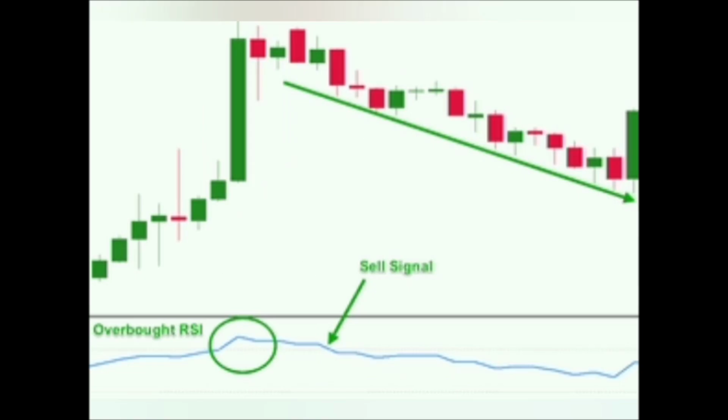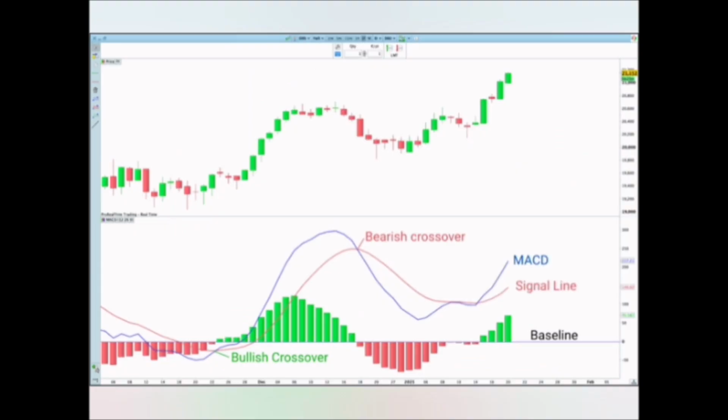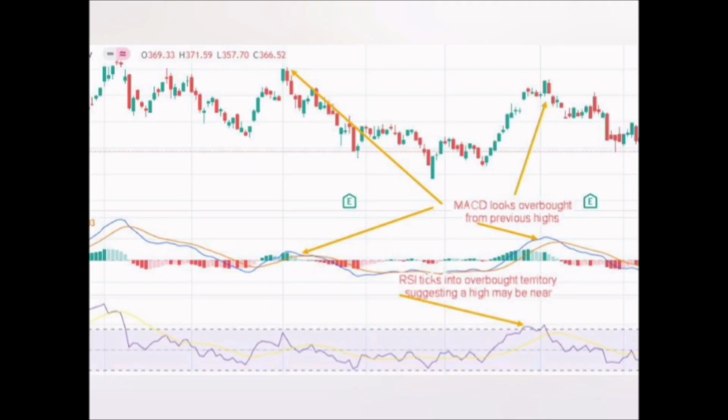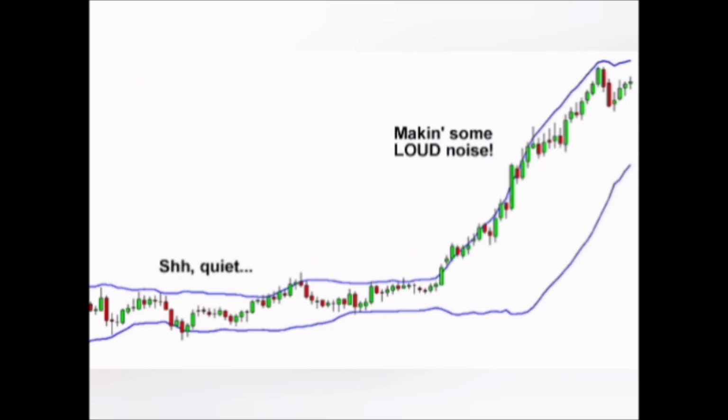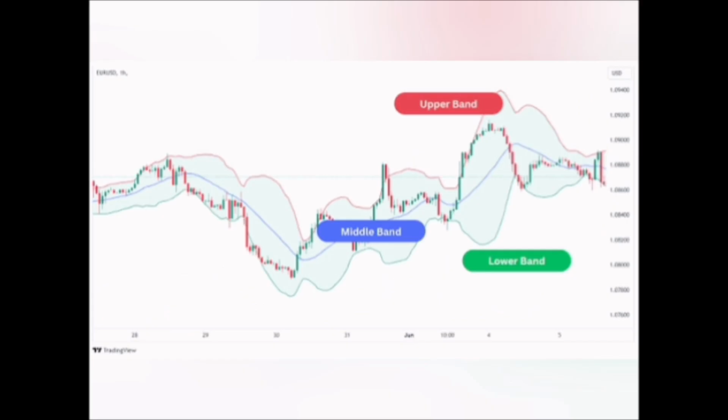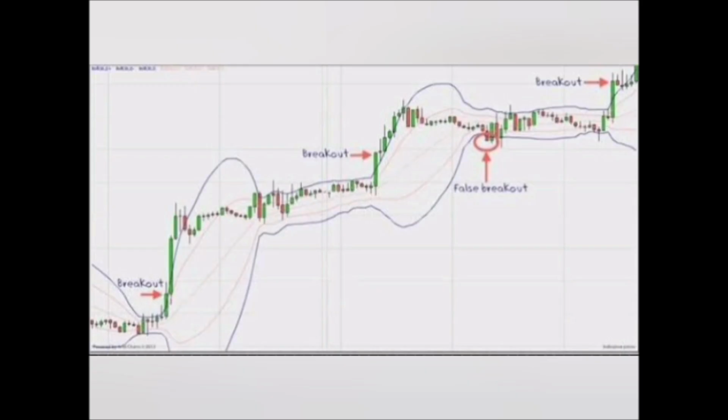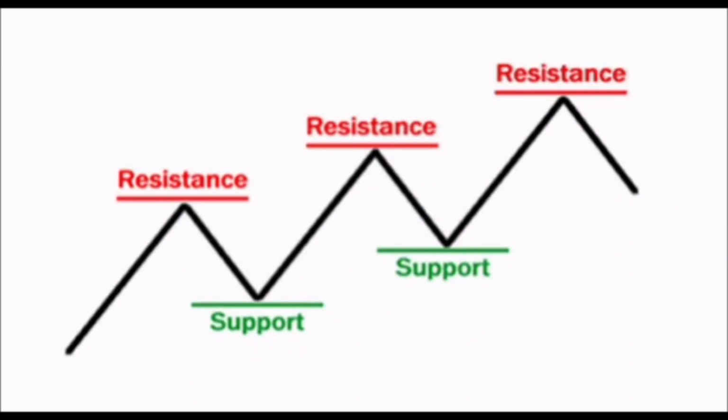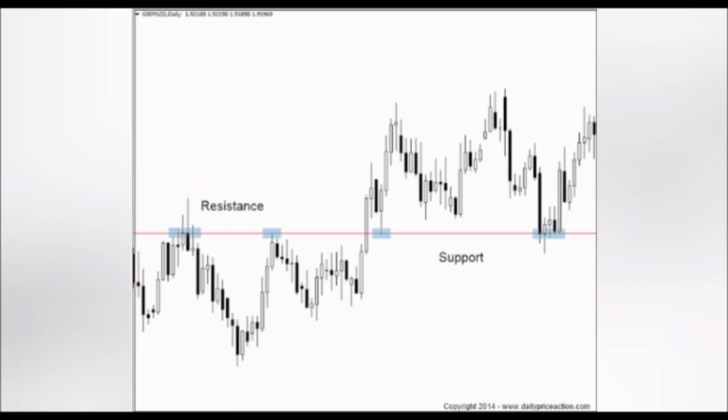The key differences between the patterns are as follows: the pattern, the type, and where it appears. Head and shoulders is a reversal pattern, it's at the end of an uptrend, and it shows a bearish reversal. Inverse head and shoulders is a reversal, it's at the end of a downtrend, and it's bullish. We're showing a bullish trend coming.